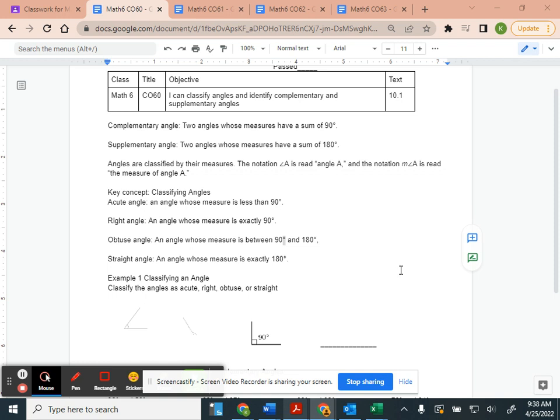Good morning. Today we are starting our next unit in math, Unit 10, I believe. Yep, Unit 10. We are going to be learning about triangles and angles. We are starting this morning with CO60: I can classify angles and identify complementary and supplementary angles. We're going to start off with angles, and then we're going to change into triangles. So angles and triangles this unit.